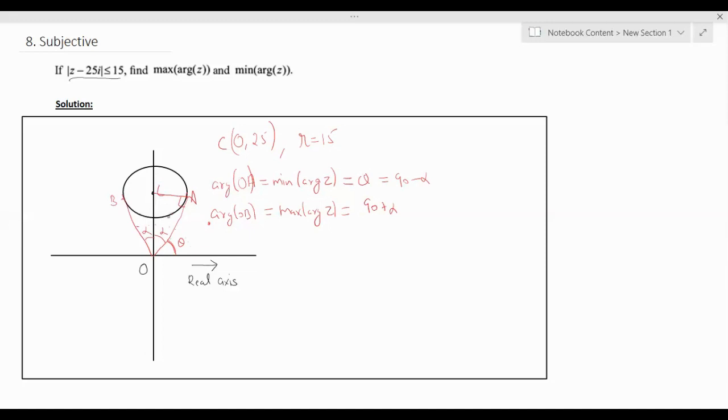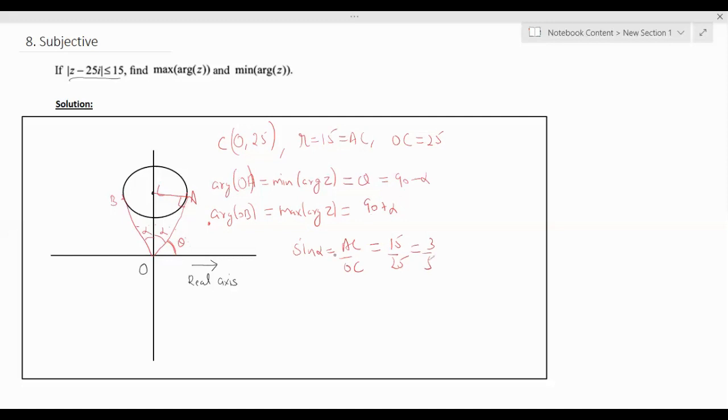See, if this is the alpha, this is 90 degree, so OC will be the hypotenuse, and already you know the value of AC. AC is the radius and OC is the distance from origin to the center. Since C is (0, 25), OC will be 25. So from here I can directly write sine alpha as AC by OC, and simply you will get 15 by 25, which will be 3 by 5.